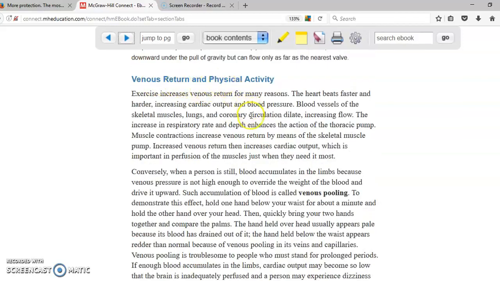Venous return and physical activity. Any kind of physical activity, the blood will return faster because obviously the heart will pump faster and all the activities in your body will increase. Venous pooling, that happens when you accumulate blood in your legs. For example, when you are sitting down for a long period of time, or when you are laying down in your bed and you don't move your legs, then that's when that happens.